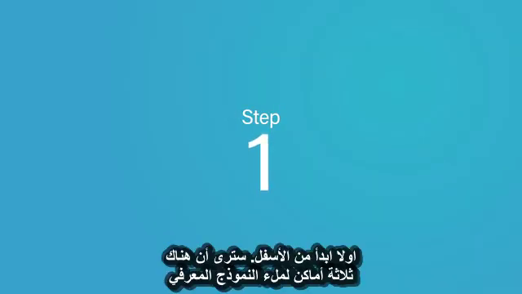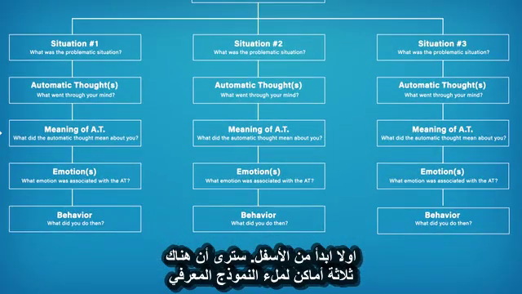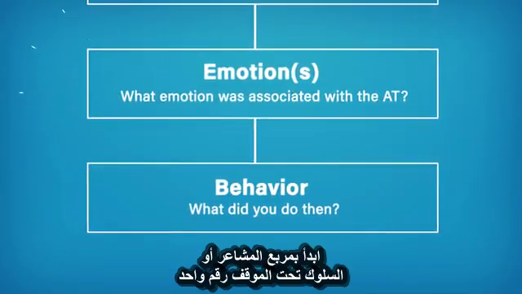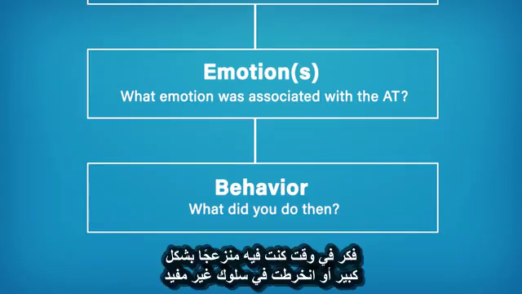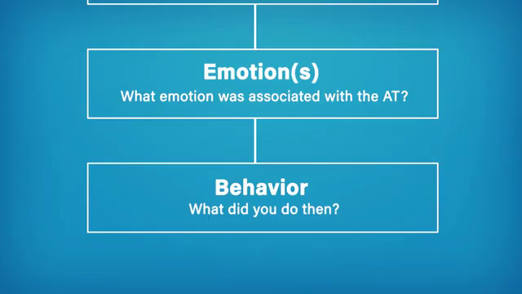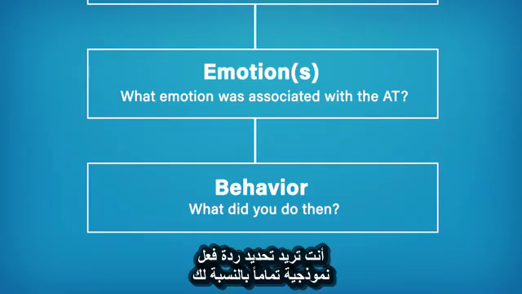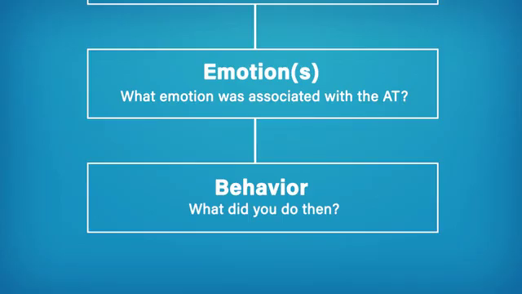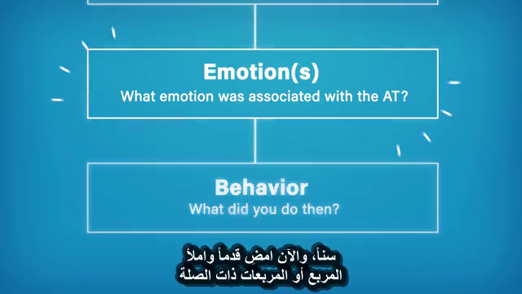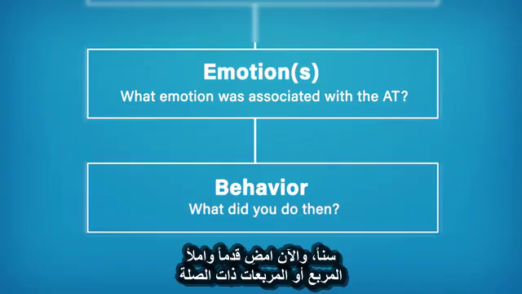Here are the steps. Number 1. Start at the bottom. You'll see there are 3 places to fill in the cognitive model. Start with the emotion or behavior box under situation number 1. Think of a time when you were significantly upset or engaged in an unhelpful behavior. Don't think of a time when your reaction was unusual for you. You want to identify a reaction that is quite typical of you. Okay, now go ahead and fill in the relevant box or boxes.